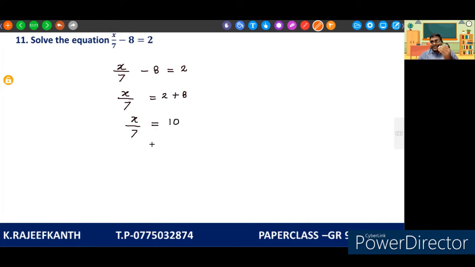Now 7 is dividing the x, so we have to multiply by 7 on both sides. Then x is equal to 10 times 7, that is equal to 70. Then the value of x is equal to 70. Here we can check the answer. We can substitute 70 for x. Then 70 over 7 is equal to 10. 10 minus 8 is equal to 2. Then that answer is okay, right?